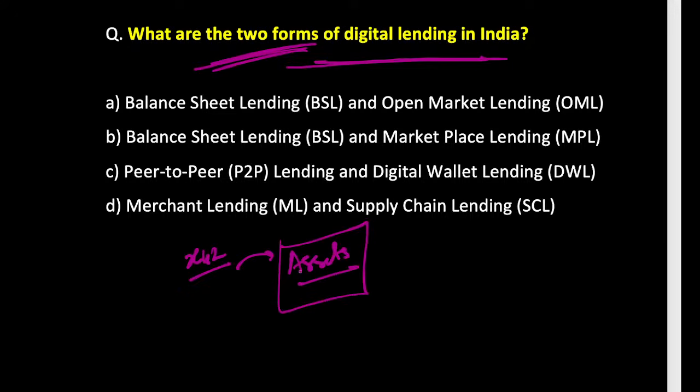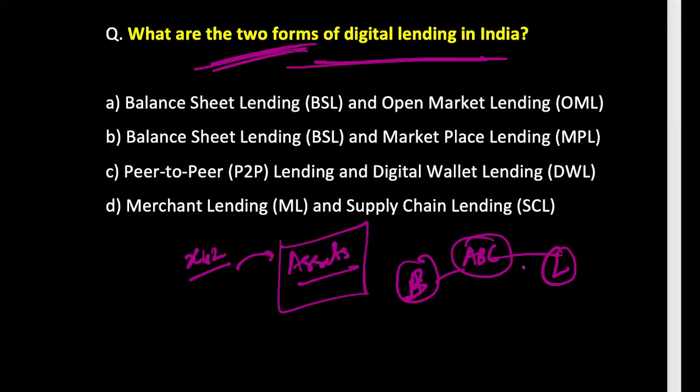The other one is, let's say there is an ABC digital lending company which is generally working as a mediator between borrowers and lenders. So borrowers and lenders, they are working as a mediator in this case.